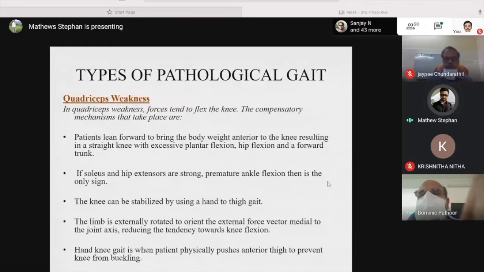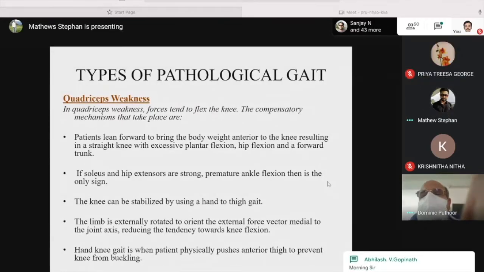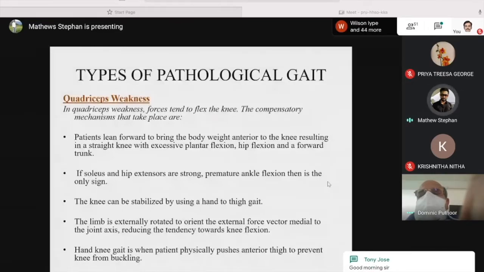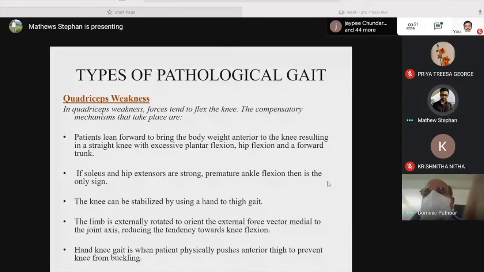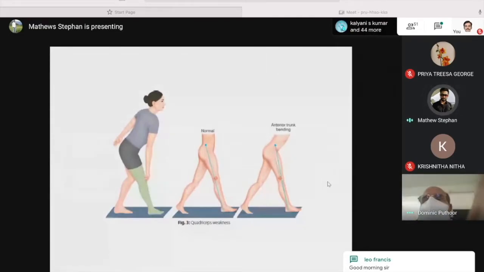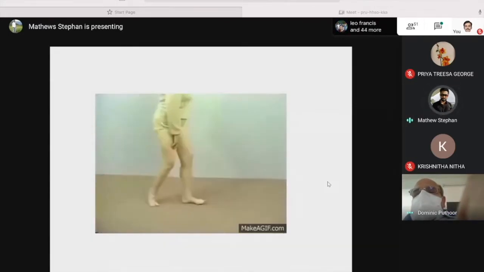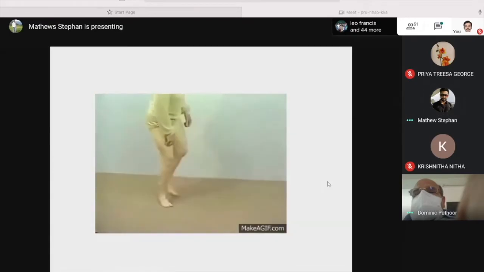The knee can be stabilized by using a hand-to-thigh gait. The patient will support his thigh using the hand. The limb is externally rotated to orient the external force vector medial to the joint axis, reducing the tendency towards knee flexion. The hand-knee gait is when the patient physically pushes the anterior thigh to prevent the knee from buckling. Here in the image we can see the patient supporting his knee using his hand, and there will be an anterior trunk bending too. This is the GIF showing the gait when there is quadriceps weakness. Hope everyone is able to see it.